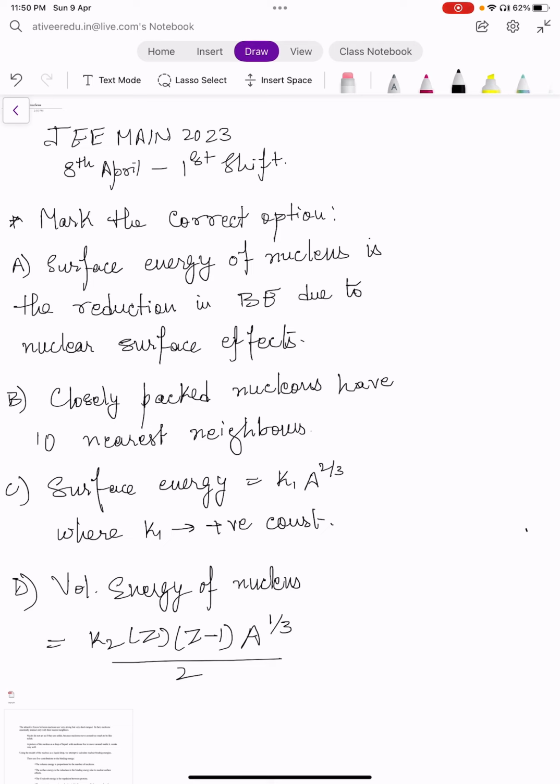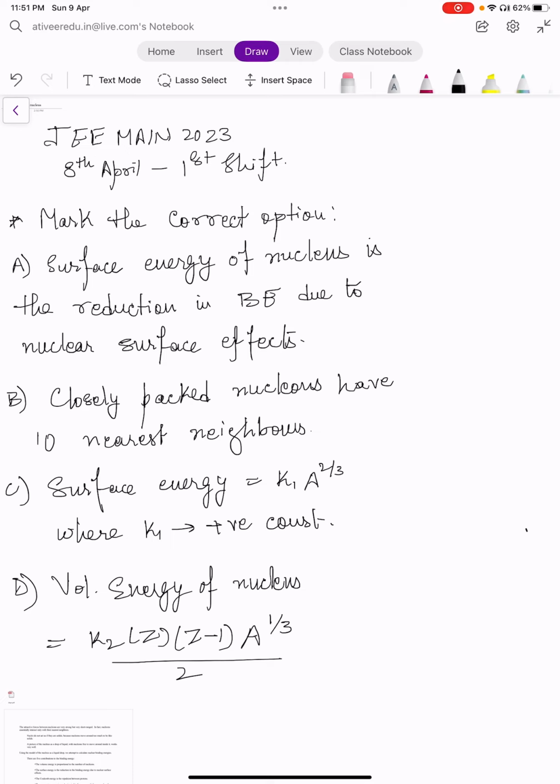Then they have given the first option related to surface energy of the nucleus. Surface energy of the nucleus is the reduction in binding energy due to nuclear surface effects. Then the second option was related to how many nearest neighbors one closely packed nucleus has. Then the third option is related to the surface energy expression.